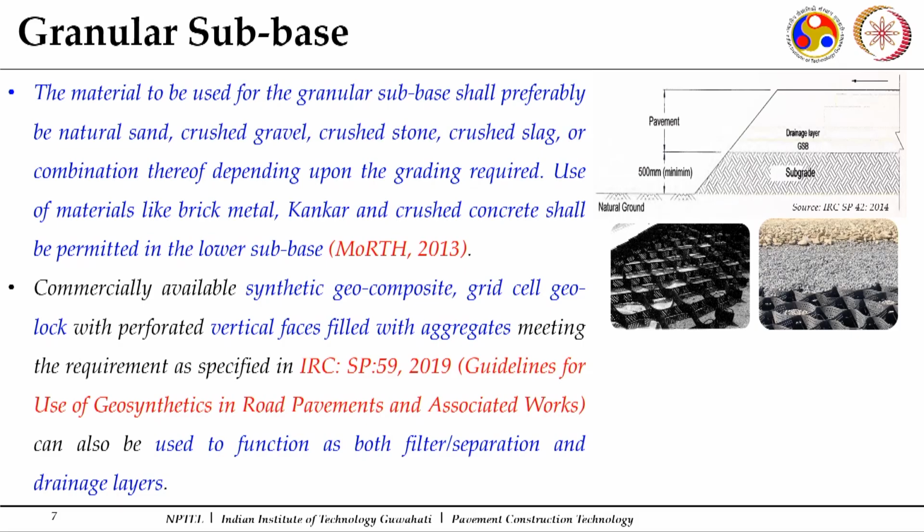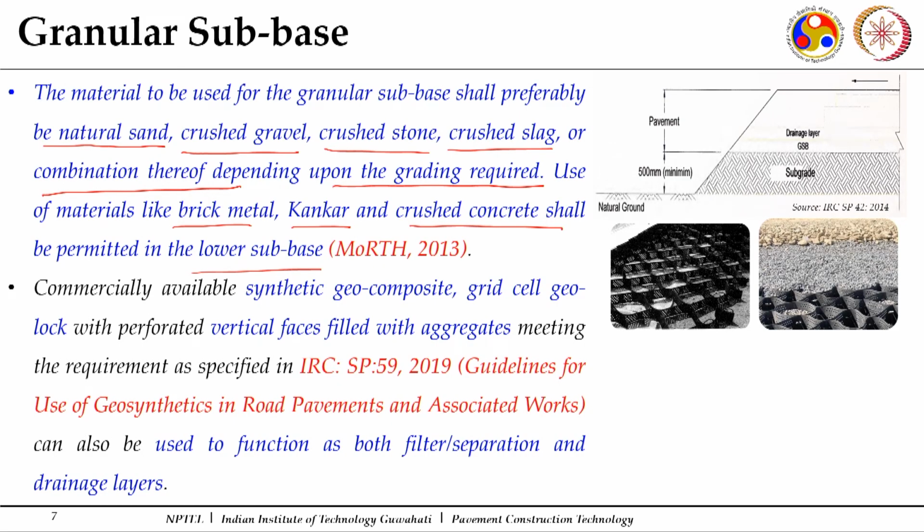The material to be used for the granular subbase shall preferably be granular material, and different material combinations can be used. Natural sand can be used, crushed gravel can be used, crushed stone can be used, crushed slag can be used, or a combination depending upon the gradation required, because the MORTH specification gives 6 gradations for a material to be used in subbase courses. I will show you in the upcoming slide. Use of materials like brick, metal, crushed concrete shall be permitted in the lower subbase courses only, not in the upper subbase course, because it has to serve the purpose of drainage also.